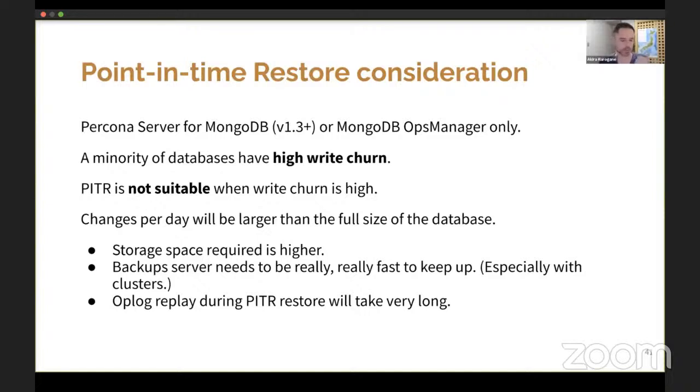So apart from the fact you need more storage space, the backup application has to be able to accept writes much faster than usual. It can't afford to fall behind, because it really has to keep up in time. So your backup server would need to be fast too. Also, when it comes to doing a replay to an arbitrary point in time, that's a huge amount of oplog that will need to be replayed, and it'll take a long time. So if you have high write churn, point-in-time restore is just not for you. You won't be able to do it.